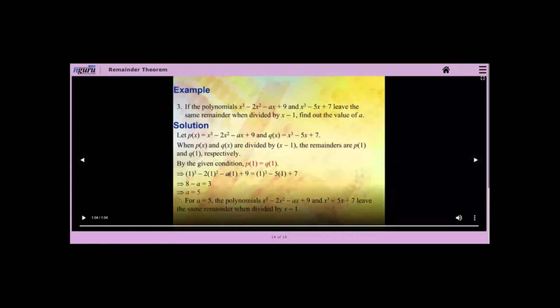How did you get 8? 1 cubed is 1. 1 minus 2 minus a plus 9. 1 minus 5 plus 7. How did you get 8? 13 something. So make a correction there.